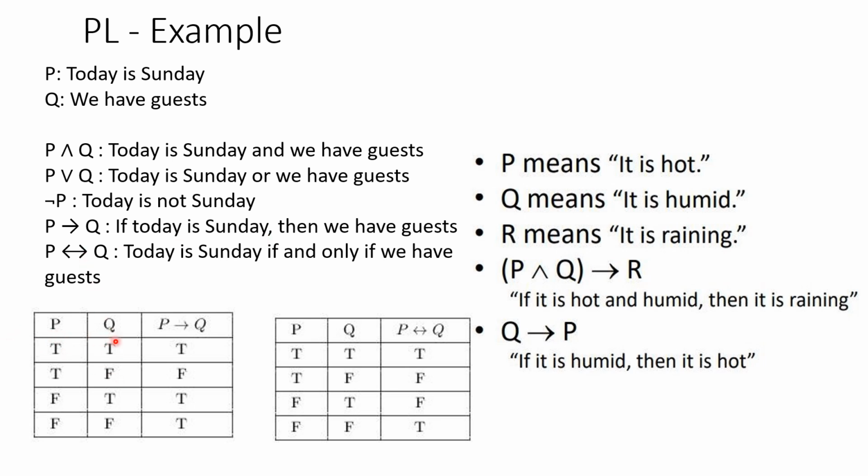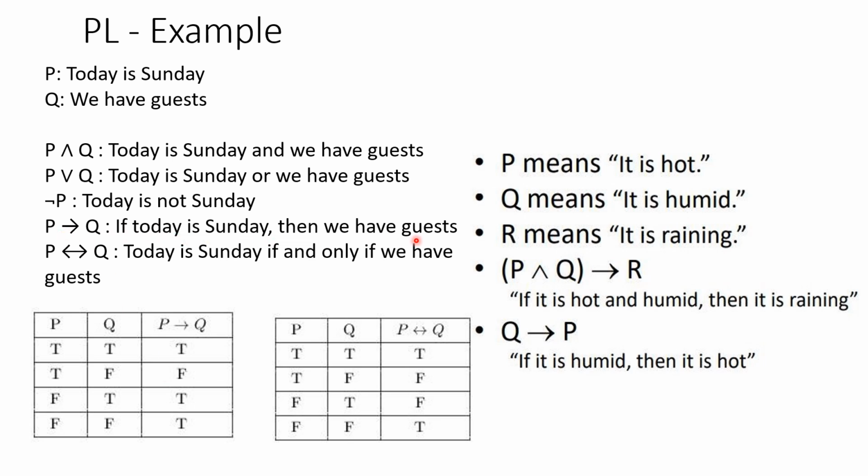If P is true, Q is true. That means it is Sunday and we have guest. So P implies Q is true. Then P is true and Q is false. That means today is Sunday, but we don't have guest. So that means P implies Q is not correct.